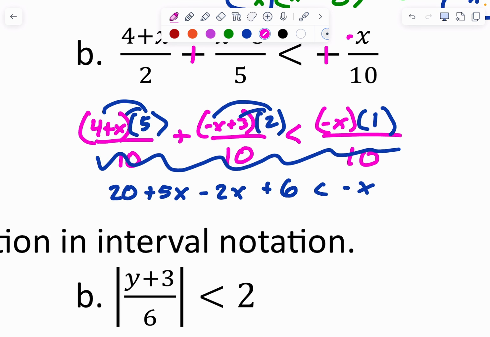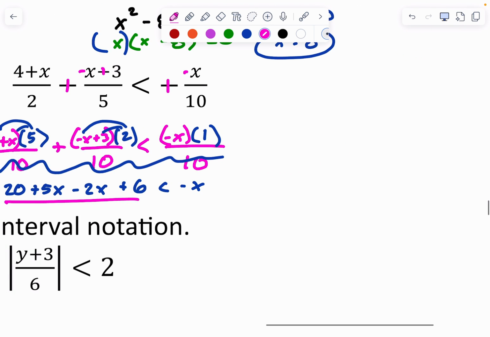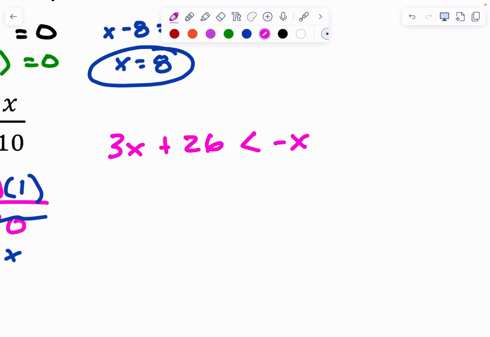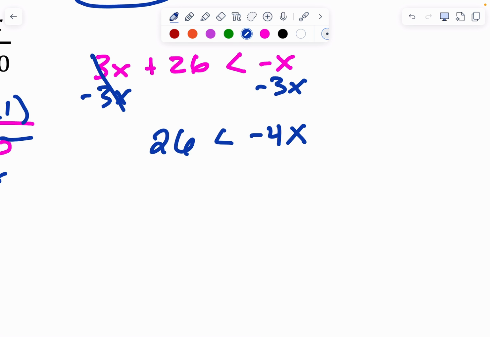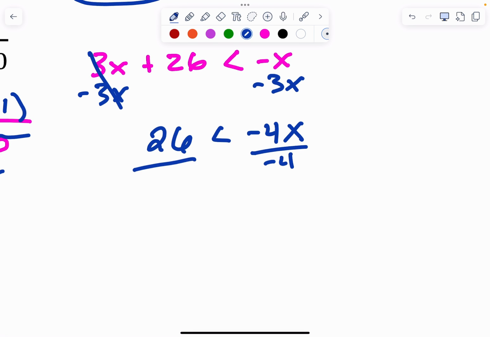All right, we ready? These four pieces together on the side, we can put together 3x plus 26 is less than negative x. Divide by 4. Whoa, not equals, less than. I subtract the 3x over. 26 and negative 4x. Why do you do this to us? 6.5. Divide by negative 4. Flip it around. Negative 6.5. So x is less than negative 6.5.